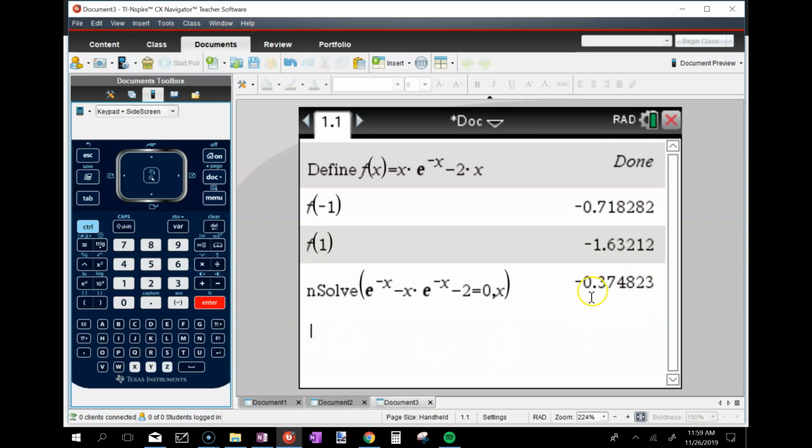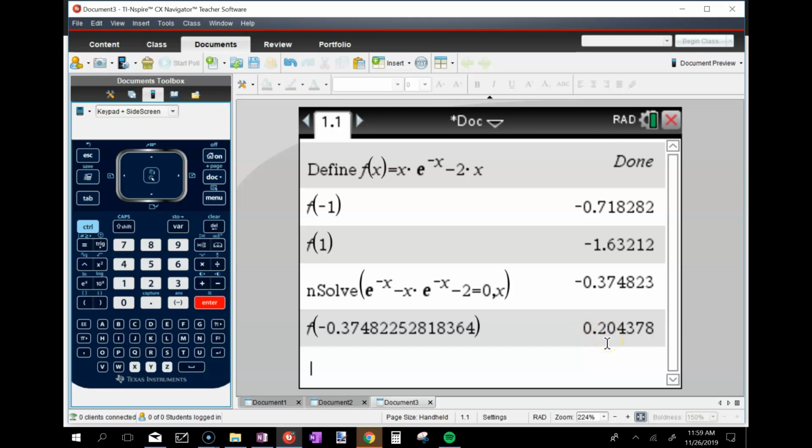Okay. Again, what does this represent? This represents the other critical point, the other critical value, right? So now what do I want to do? I want to find f of that. And this gives me the other extreme value. So what do I have? Well, I have an absolute min, absolute max.